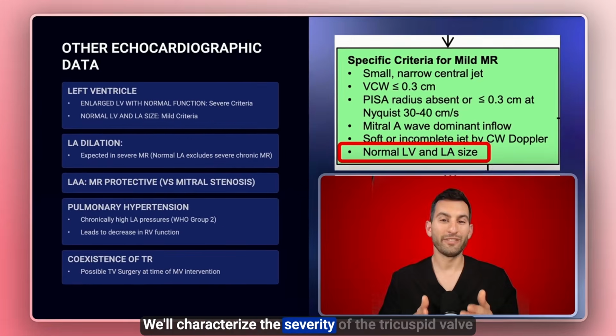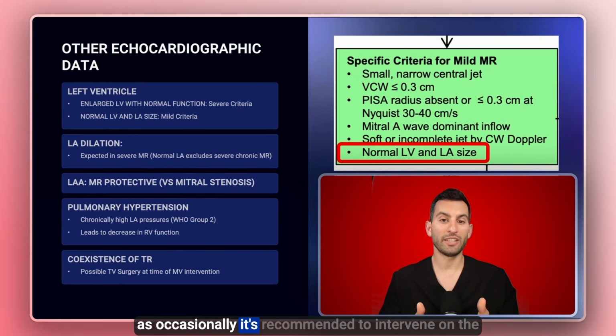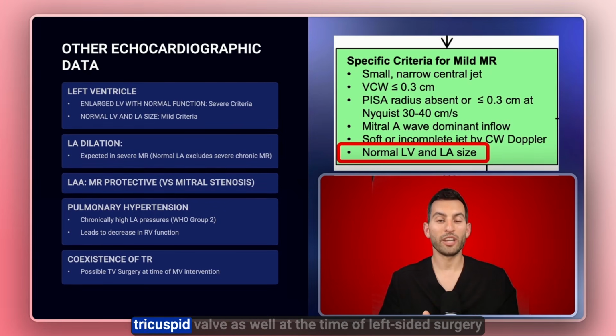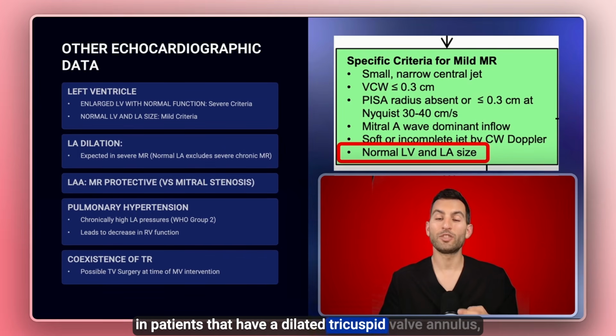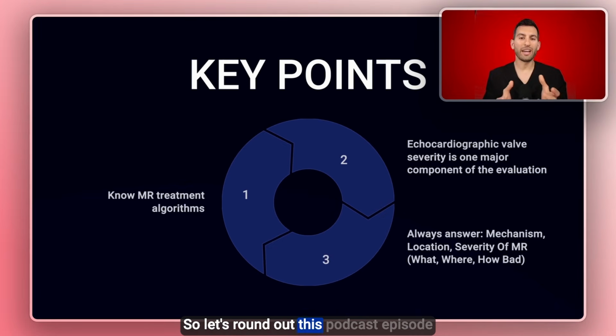We'll characterize the severity of the tricuspid regurgitation, as occasionally it's recommended to intervene on the tricuspid valve as well at the time of left-sided surgery in patients that have a dilated tricuspid valve annulus or previous signs and symptoms of heart failure. So let's round out this podcast episode by reviewing a few key points here.